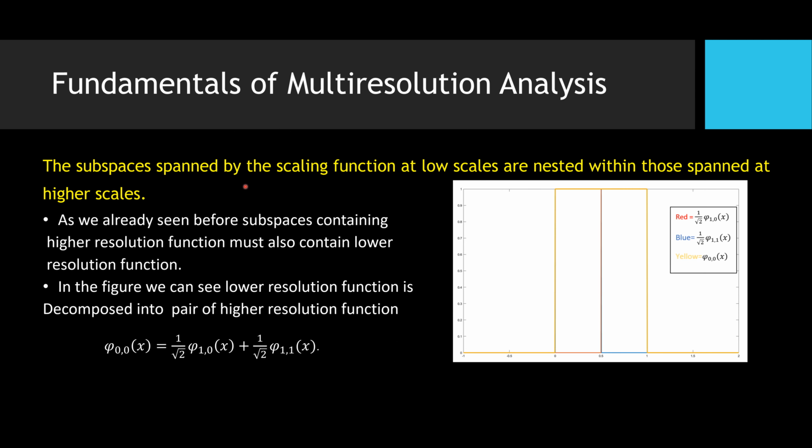The subspaces spanned by a scaling function at low scales are nested within those spanned at the higher scales. We have already seen that subspaces containing higher resolution functions must also contain lower resolution functions. That is, the lower resolution function should be able to be decomposed in terms of higher resolution functions. We have already proved this, and this is the plot we already know. Since psi of x satisfies this, we can say it obeys the second MRA requirement also.